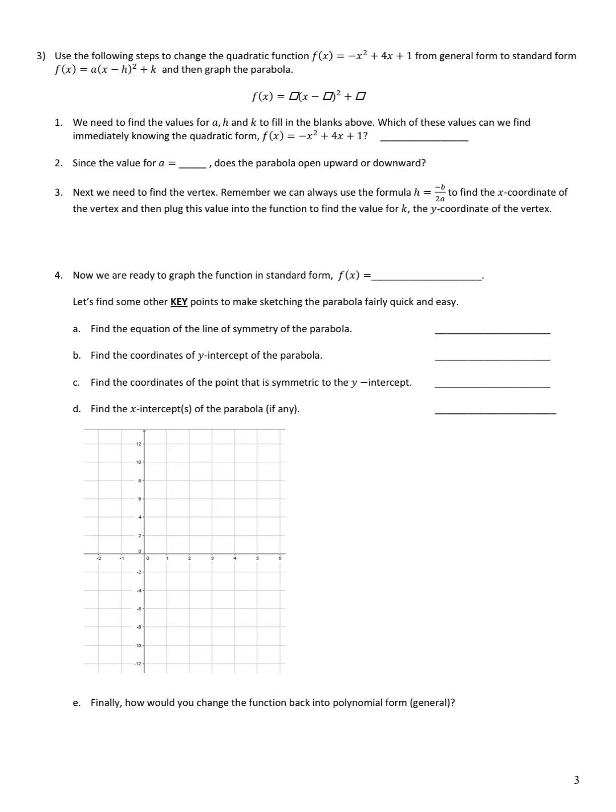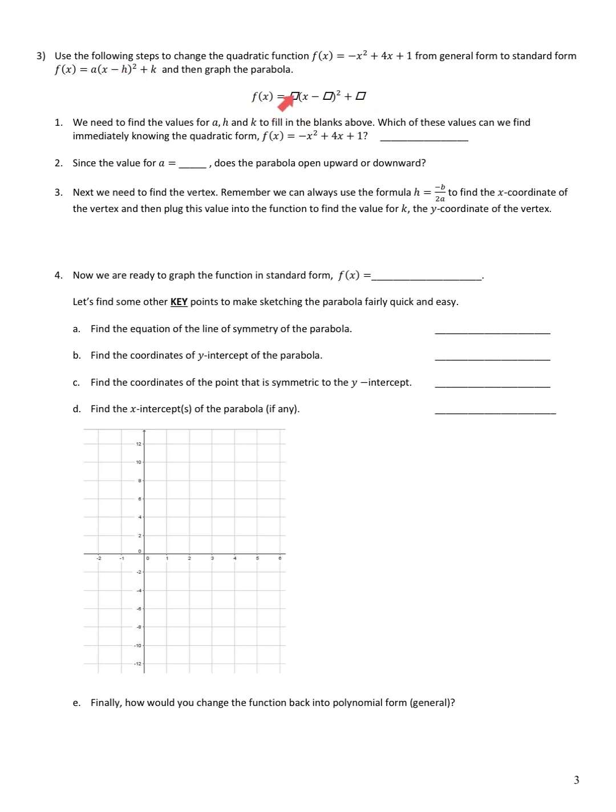So let's do an example. We're going to use the following steps to change the quadratic function f of x equals negative x squared plus 4x plus 1 from general form to standard form. It's going to look like f of x equals a times x minus h squared plus k, and we just have to plug in an a, an h, and a k.